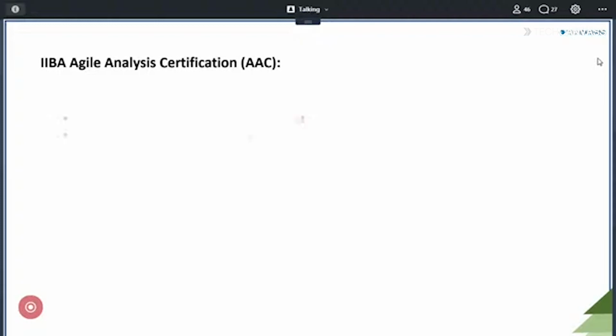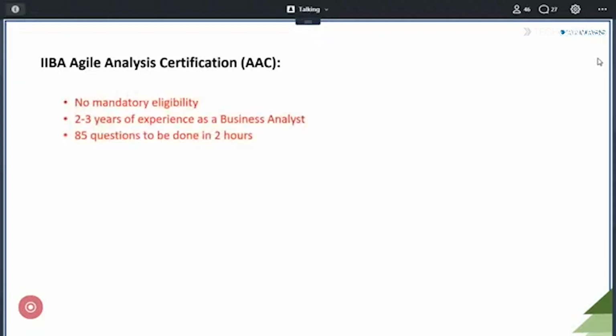And the AAC certification has absolutely no mandatory eligibility criteria. Somebody asked just before this. So there is no mandatory eligibility criteria. You just have to have 2 to 3 years of experience as a business analyst, so that you are comfortable with the questions. And there will be 85 questions to be done in 2 hours time.